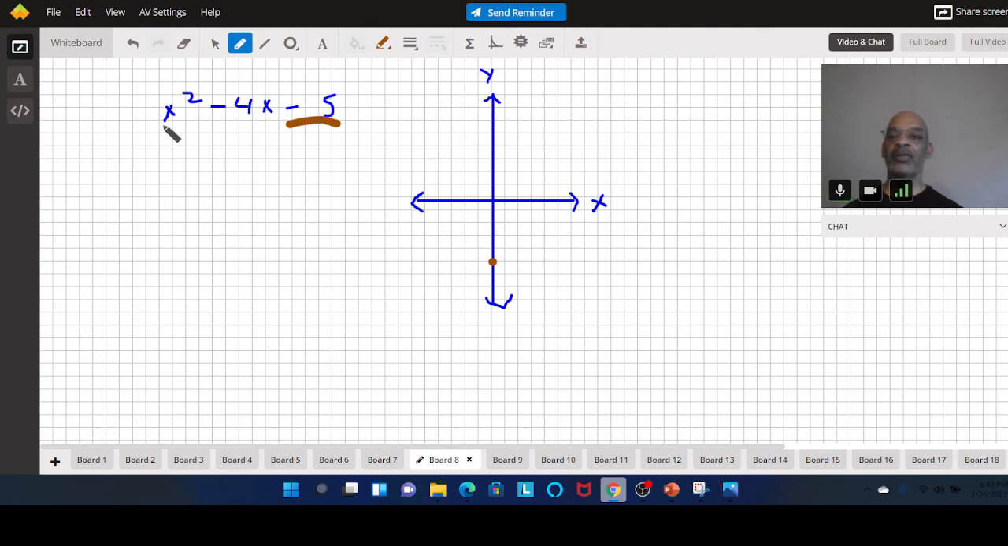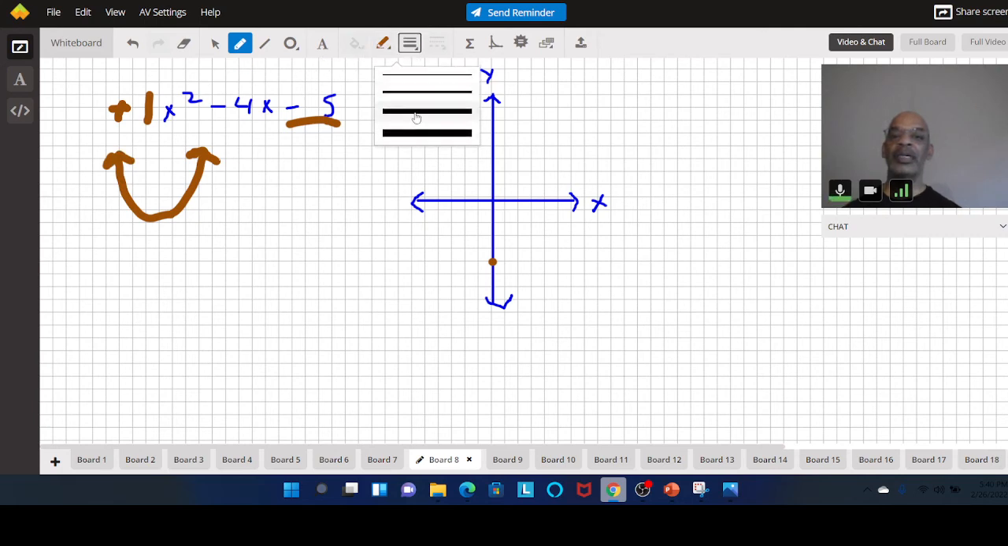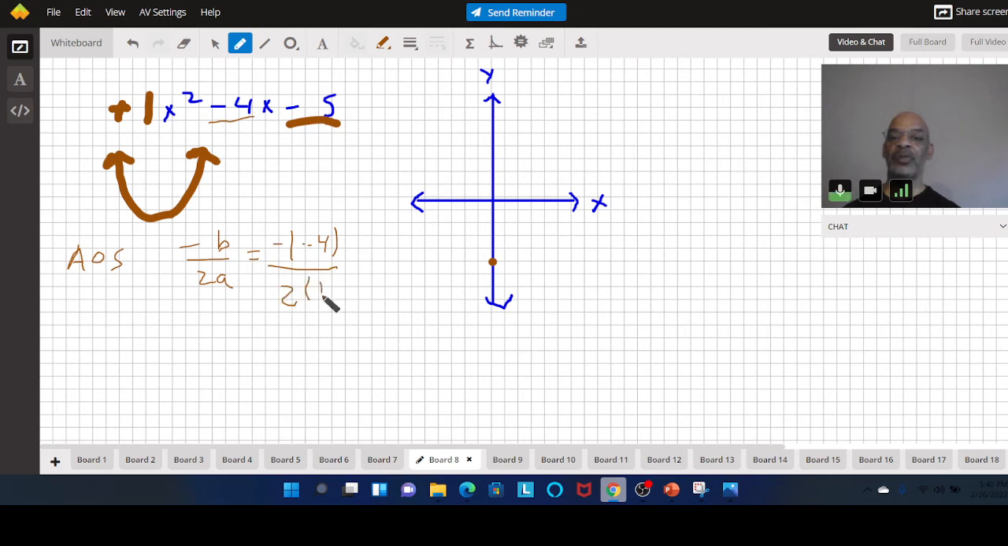Okay, I know the quadratic function will open up because I have a +1. I can determine my axis of symmetry using -b over 2a. B is -4, so that's going to be the opposite of -4. A is 1, divided by 2 times 1, 2. So at x equals 2, I have the axis of symmetry.